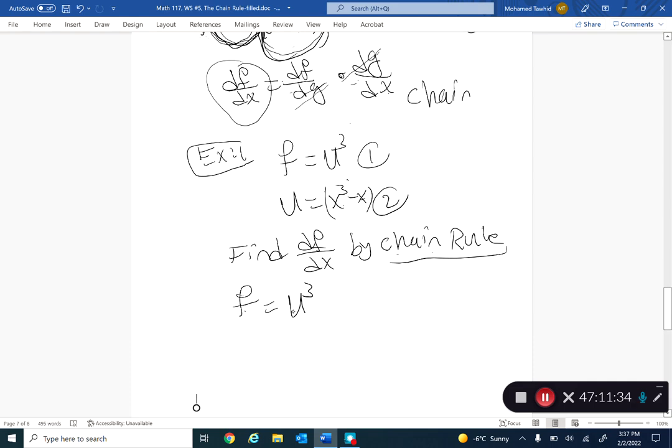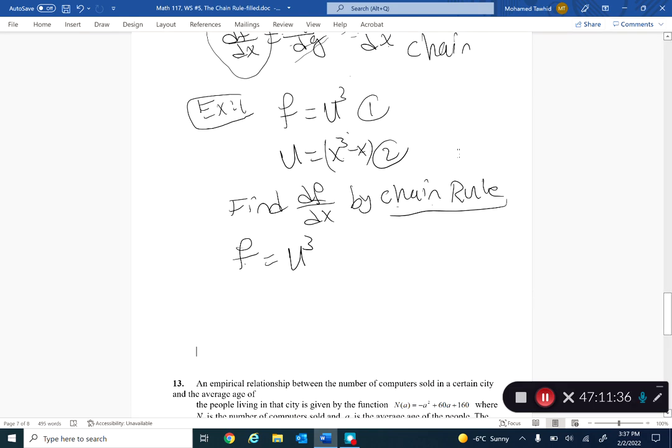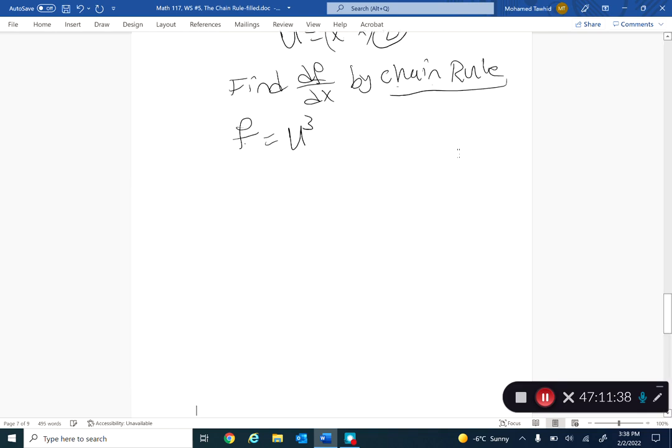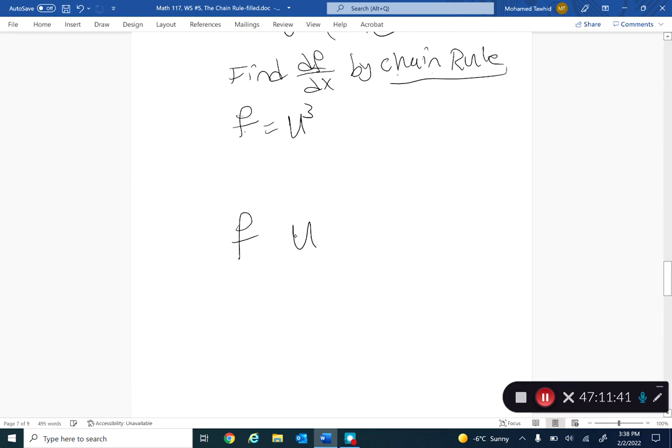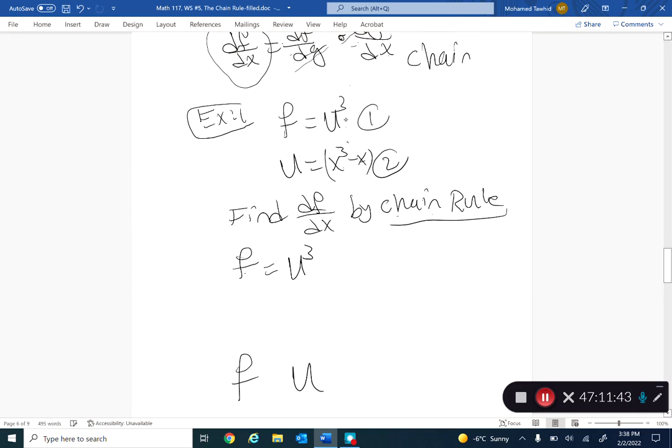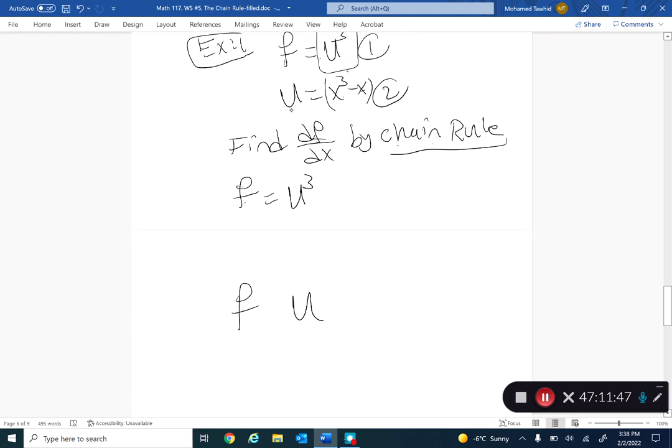F here is a function in u. If I look at the right hand side, f is a function in u. And u is a function in what? In x. u is a function in x. What is the question? Find df by dx.